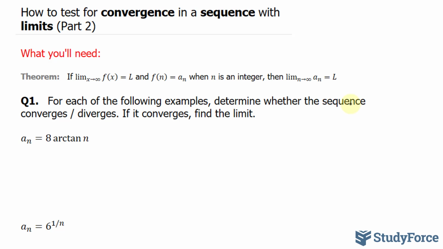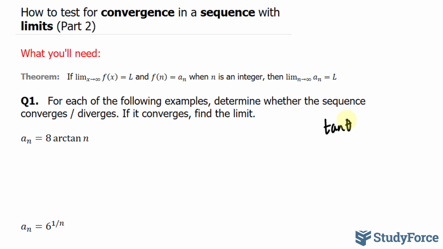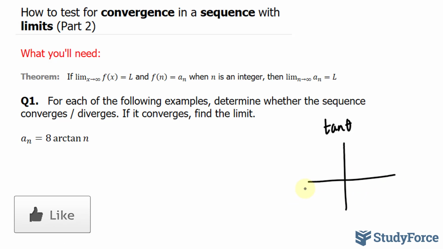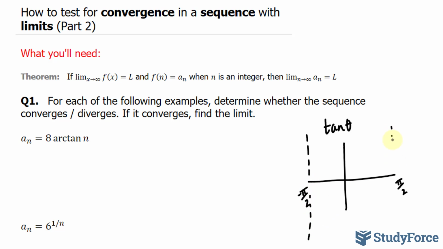To find whether this converges or diverges, you need to know what tangent looks like, its graph, and only roughly. If you recall, the tangent graph looks like this, where you have bounds between negative pi over 2 and pi over 2, and this happens incrementally. So whatever your wave looks like, it cannot pass through these constraints. In fact, it looks like this.